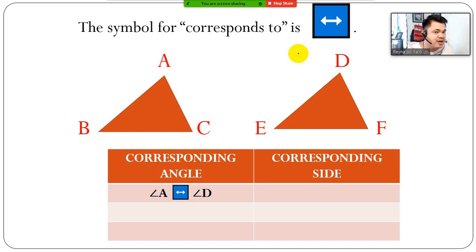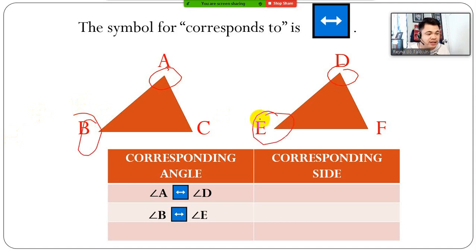Again, how are we going to say that two angles are corresponding angles? If they have the same measurements. Just like what you are seeing, angle A and angle D do have the same measurement. That's why they are corresponding angles. Next, we have angle B and angle E. We also have angle C and angle F. So we're done with the corresponding angles. Okay? Now let's have the corresponding sides.